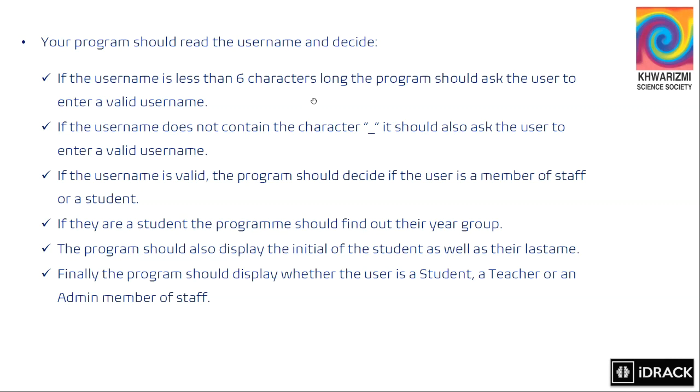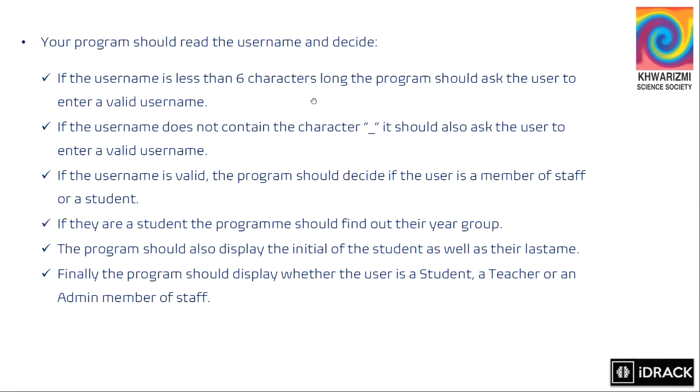So when a user inputs a username, the first check you want to do on it is that, is it 6 characters long or not? If it's less than 6, which means if it's 5 or 4 or 3 or 2 or 1 character, then you need to ask the user for another input. Okay, tell them that their input is wrong and you need another input.